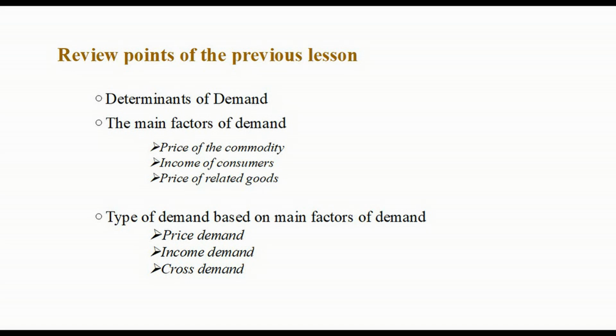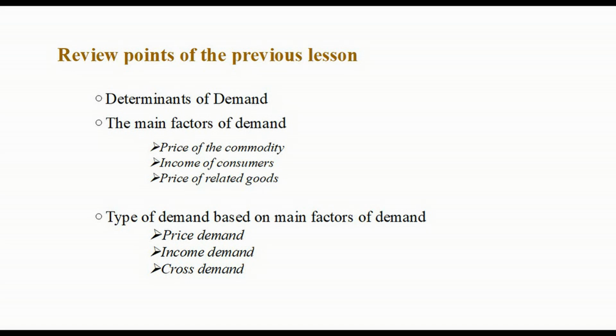The third type of demand is cross demand. Cross demand indicates, assuming that other things are equal or constant, the relation between the price of a commodity and the demand for related goods. Here also we have two different categories of commodities: substitute goods and complementary goods. In the case of substitute goods, there is a positive relationship between the price of a commodity and demand for the other commodity. If the products are substitutes, there is a positive relationship.